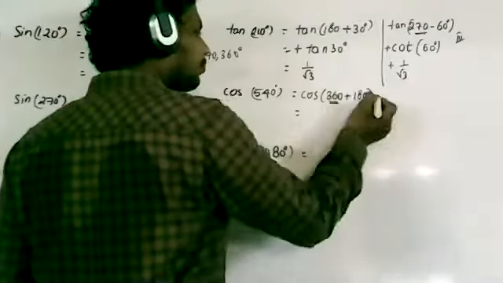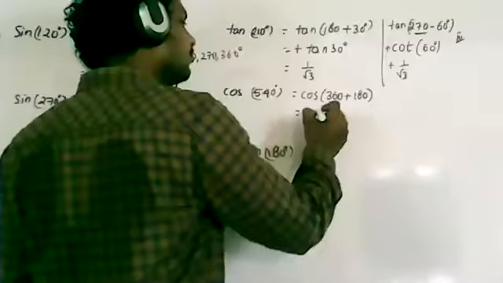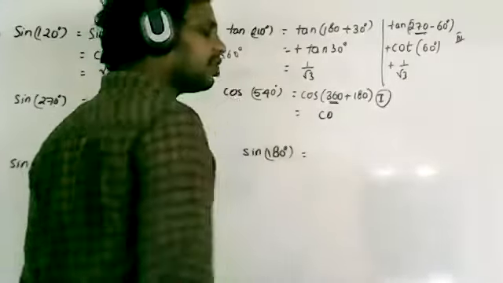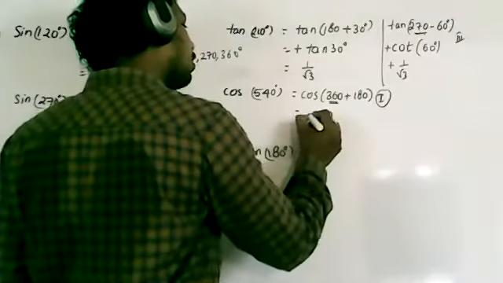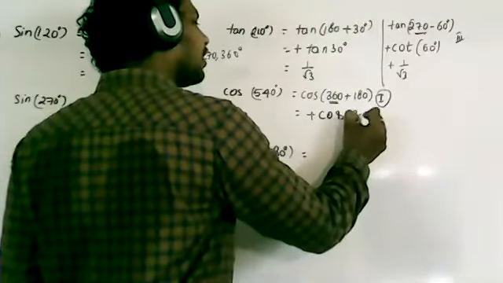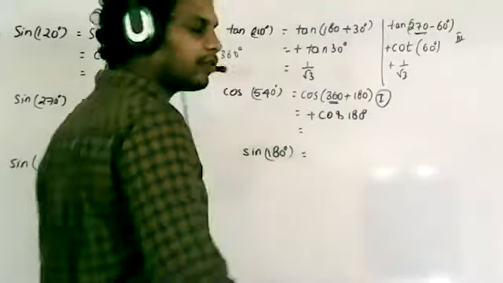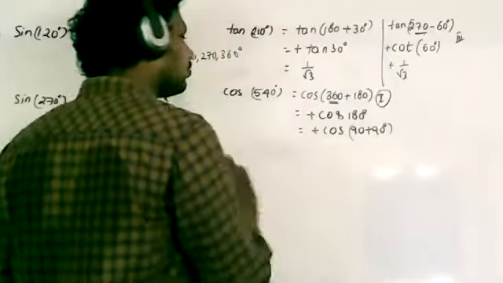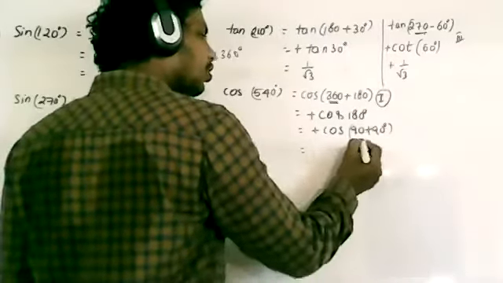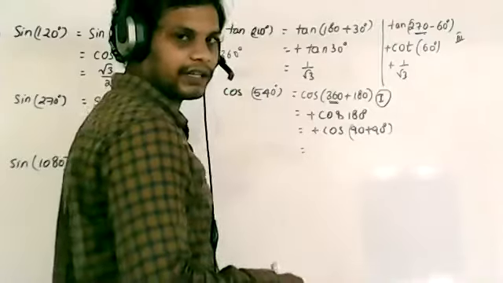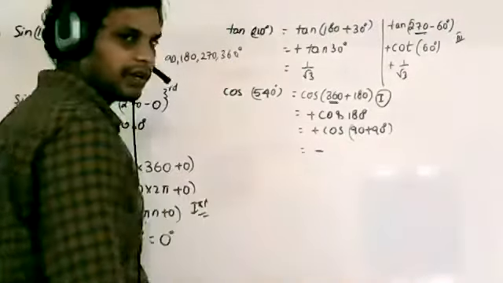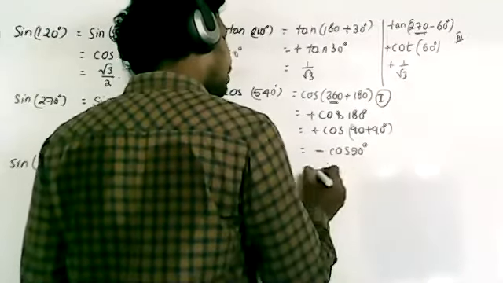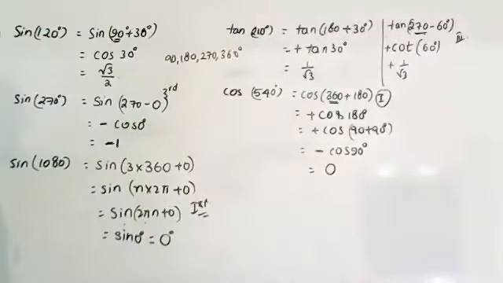Cos 360 plus theta means same function, that is cos only. 360 plus means it is in the first quadrant, and in the first quadrant all are positive. And cos of this 180. So what is the cos 180 value? Again you can do like this: cos 90 plus 90. Cos 90 plus theta is the second quadrant, where cos is negative, therefore minus cos 90. So the cos 90 value is 0. So what is the value? Final answer 0.